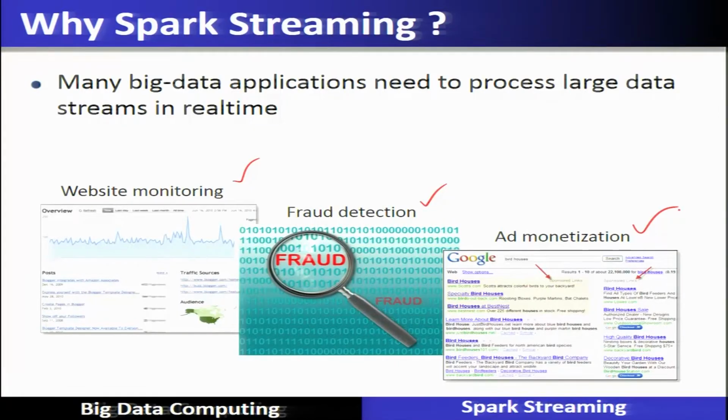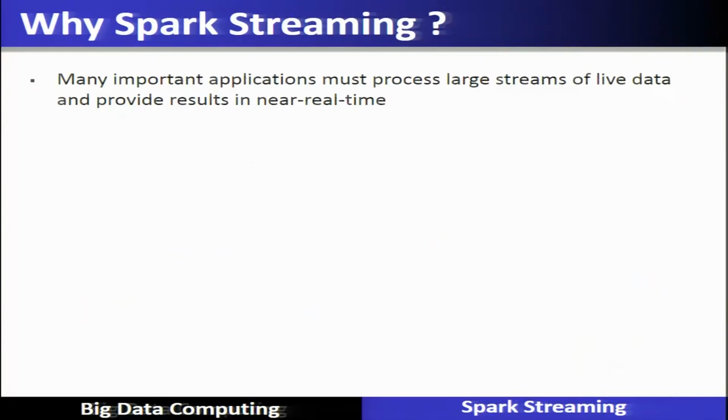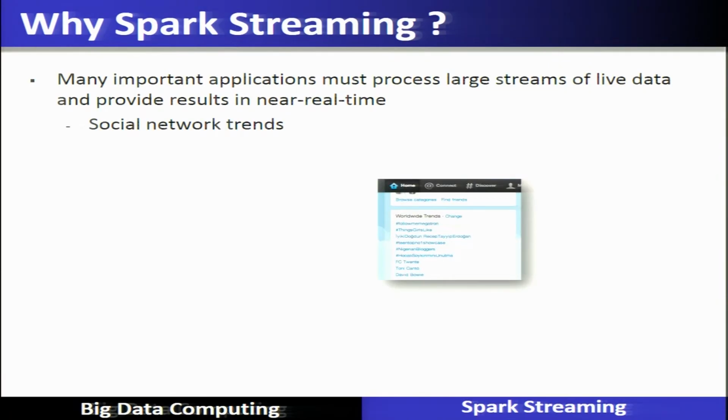Similarly, various ad monetization also requires processing in real time. Whenever a user clicks on a particular ad, all that click-through data has to be analyzed in real time, and therefore different ads are pushed in that manner. So Spark streaming is very much needed, and many important applications must process large streams of live data and provide results in near real time.